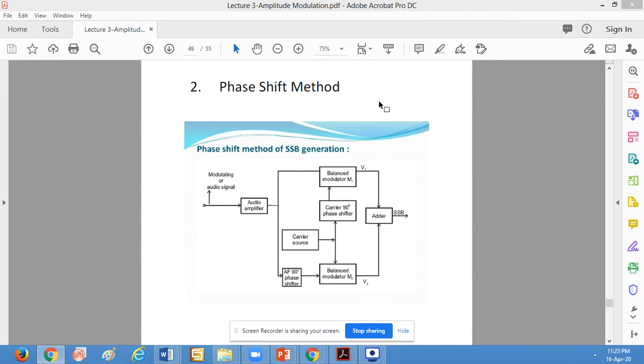Up till now, we have studied the filter method for generation of the single sideband modulation. Today, we will study the second method, that is the phase shift method of SSB generation. So this is the block diagram showing how we can generate the SSB.